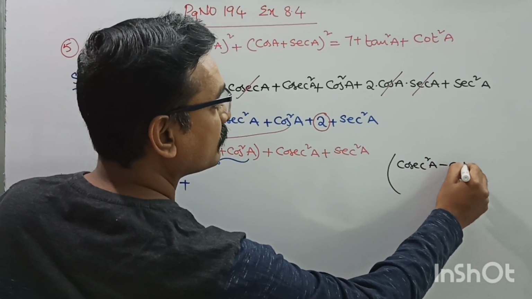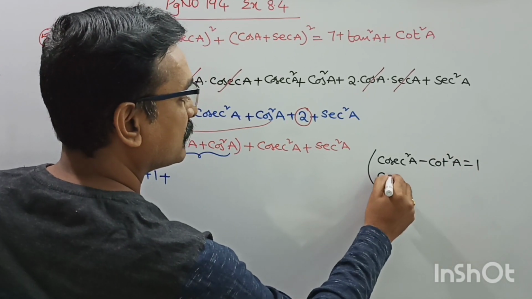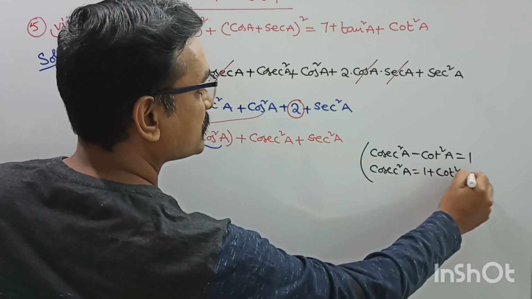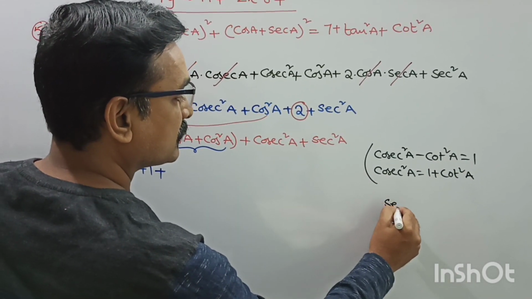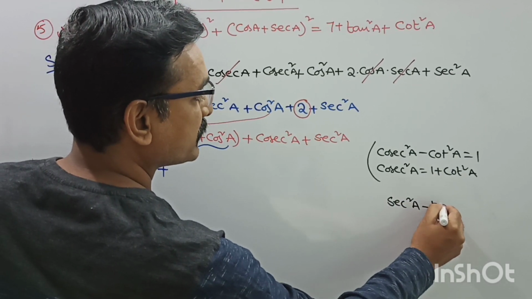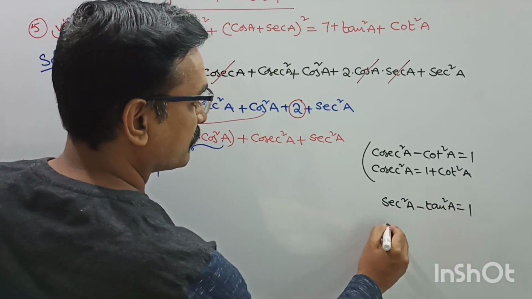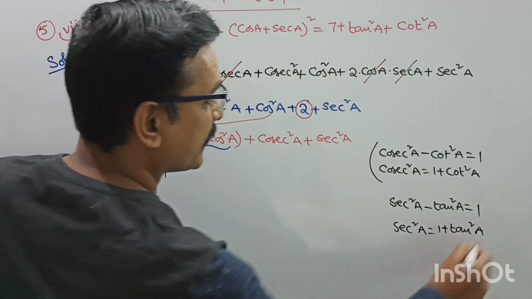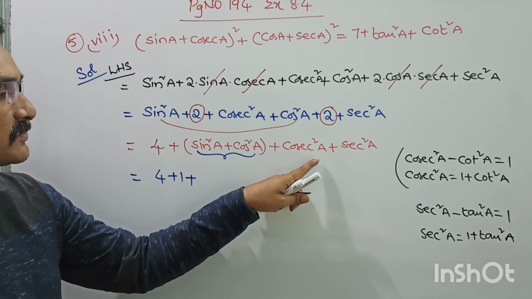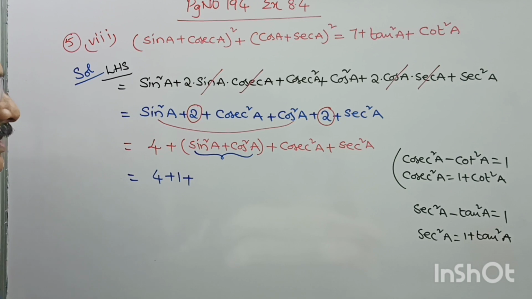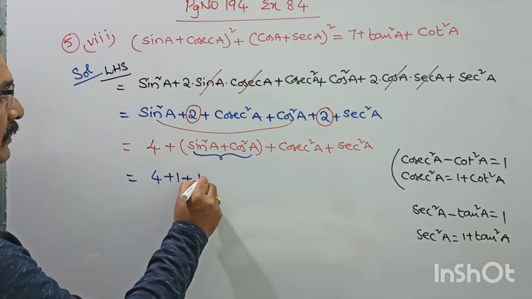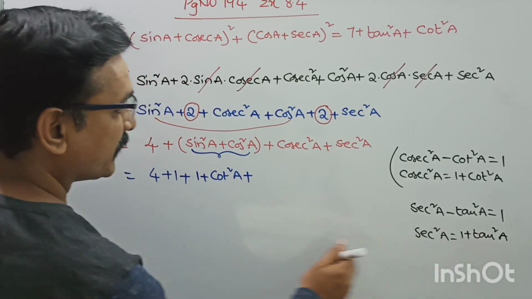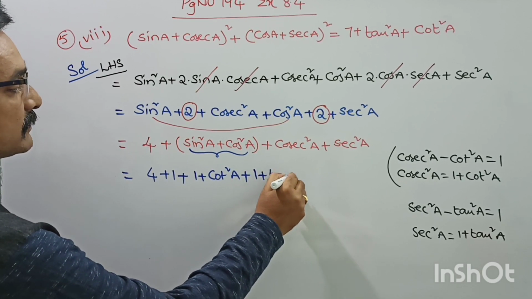Cosec²A − cot²A = 1. From this, cosec²A = 1 + cot²A we can write. Similarly, sec²A − tan²A = 1 and sec²A = 1 + tan²A. So instead of cosec²A, replace it with 1 + cot²A, and sec²A, replace it with 1 + tan²A.